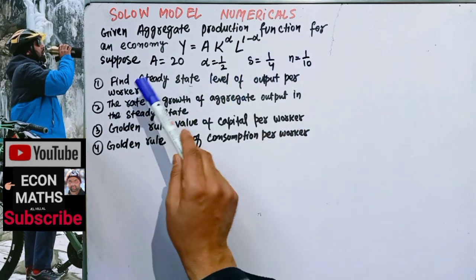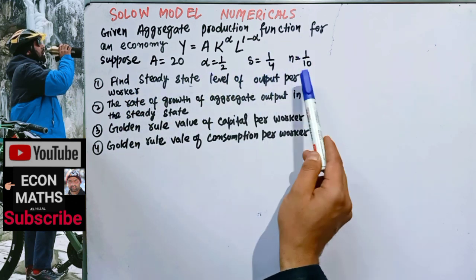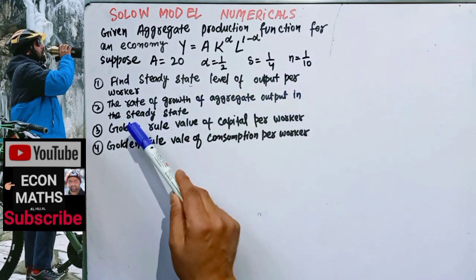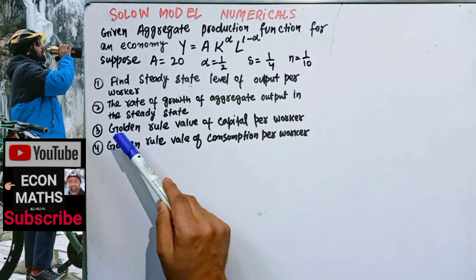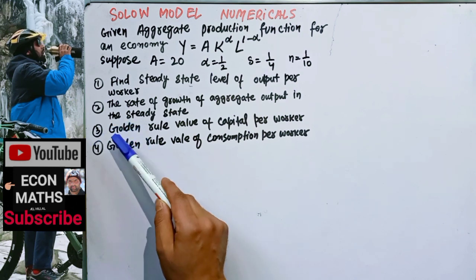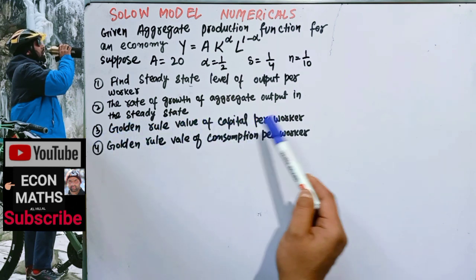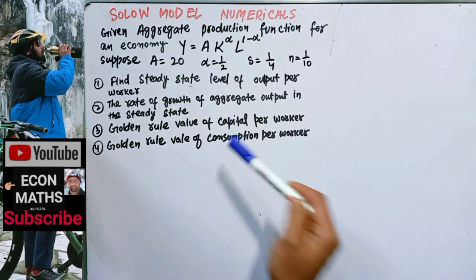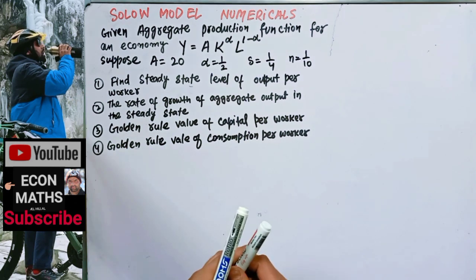We have to find out the steady state level of output per worker first, then the rate of growth of aggregate output in steady state. Third question is to find out the golden rule value of capital per worker, and last question is to find out the golden rule value of consumption per worker. Okay, let's solve it one by one.